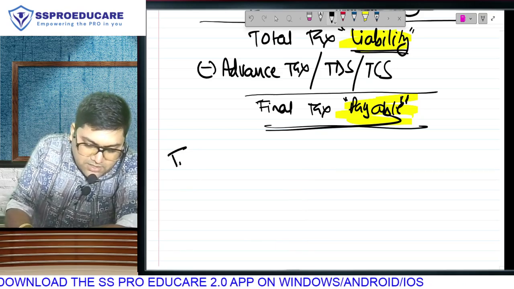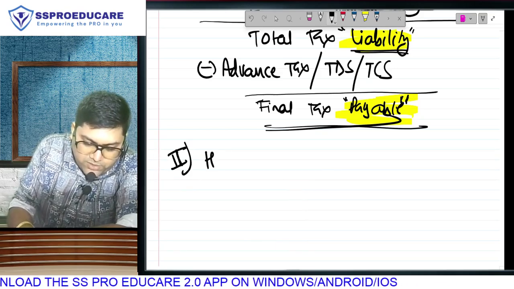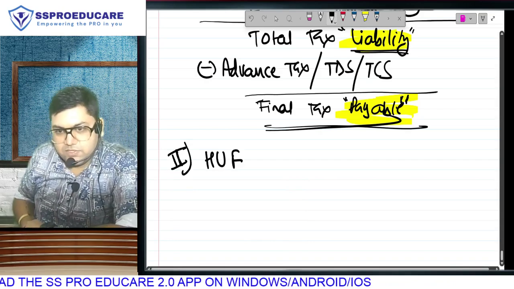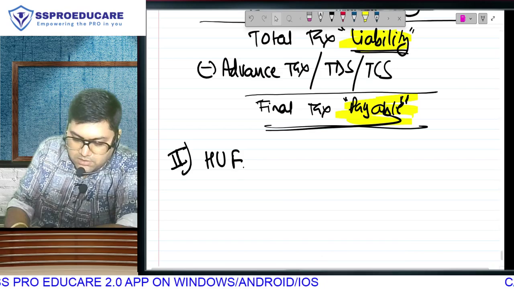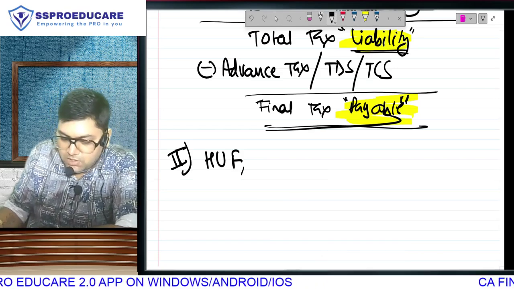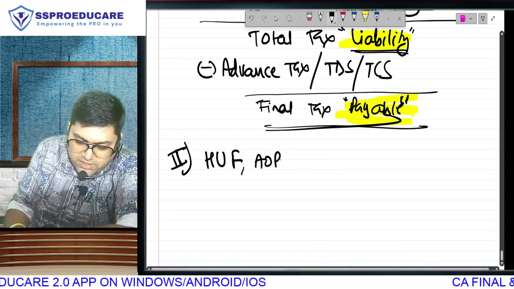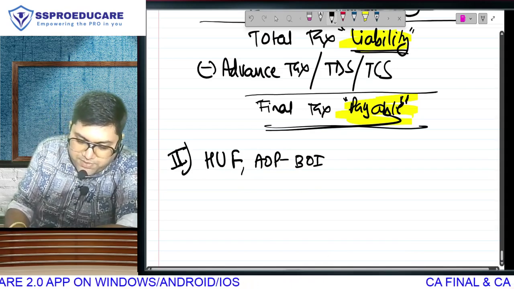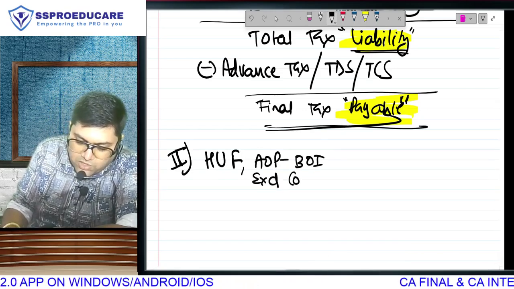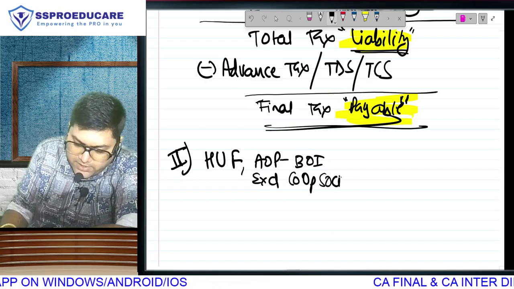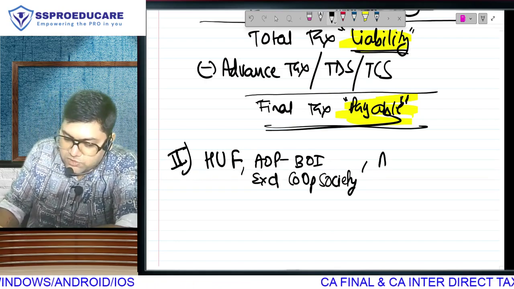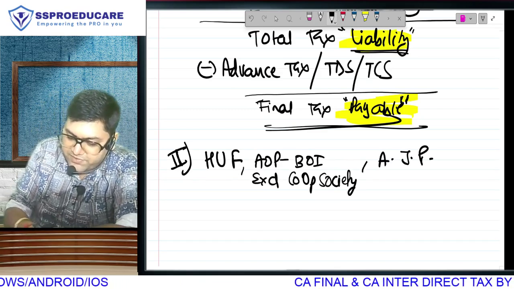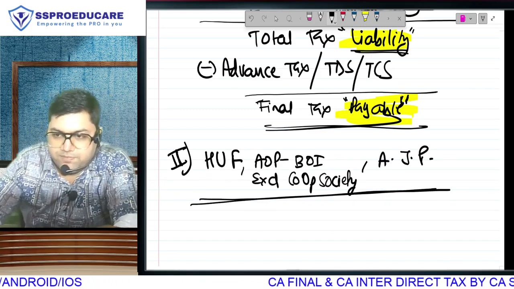Second assessee in the old regime, I am going to do with you HUF. HUF is Hindu undivided family. Along with HUF, we will also be doing AOP BOI, but this AOP BOI will exclude cooperative society. Cooperative societies are also AOP BOI, but for them separate rate of tax is given. And we will also be doing AJP, artificial juridical person.